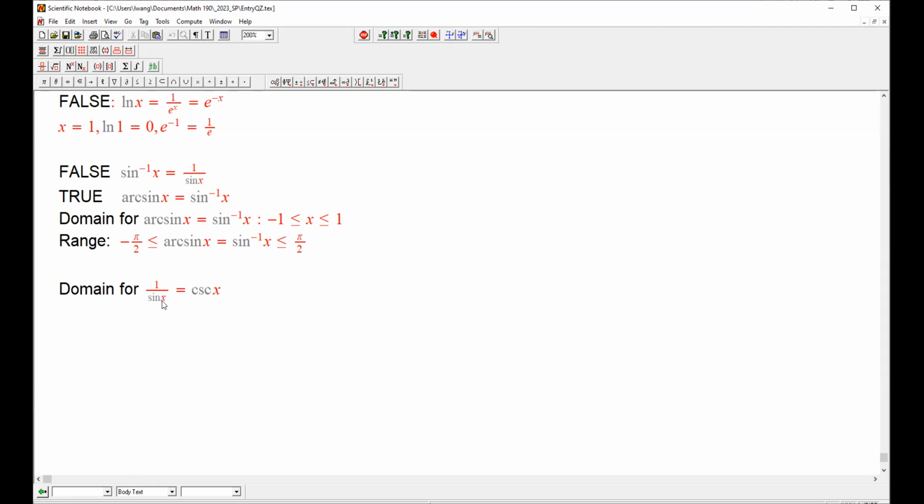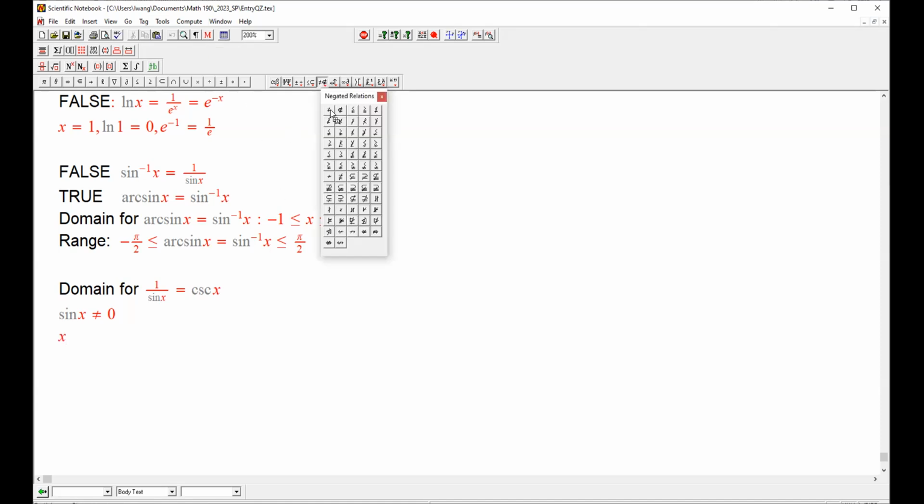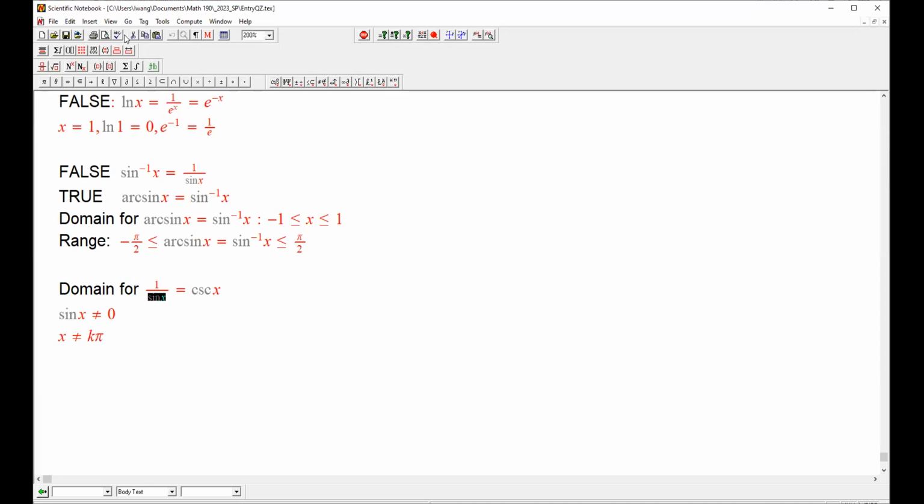The domain for sine is all real numbers, but now sine is in the denominator, right? The denominator cannot be 0, right? Sine x cannot be 0. And what will lead to that? What will make sine x equal 0? x cannot be what? x cannot be pi, right? If you look, what are the values that cause sine to equal 0? Those are the values that x cannot be.